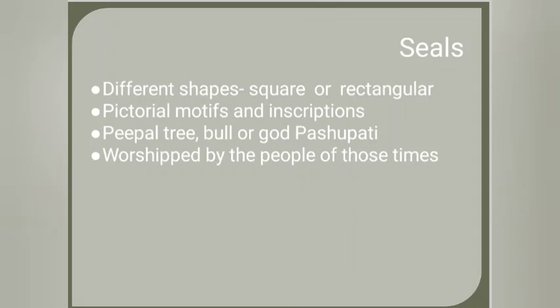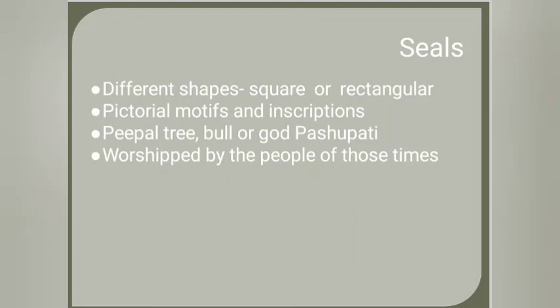So if you take the topic seals, a variety of seals have been found from these sites, and they are of different shapes, but most of them are square or rectangular. So if you see the shapes of the seals, most of them are in the shape of a square or rectangle. They have pictorial motifs and inscriptions on them. So we could see the pictures on those seals and also inscriptions.